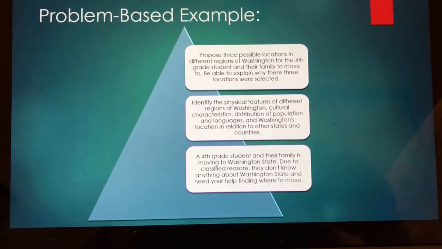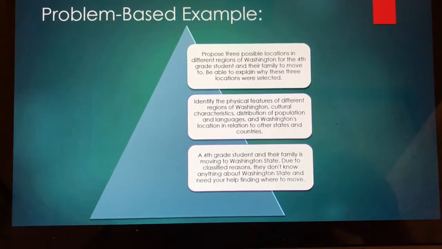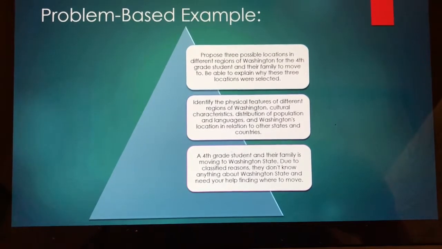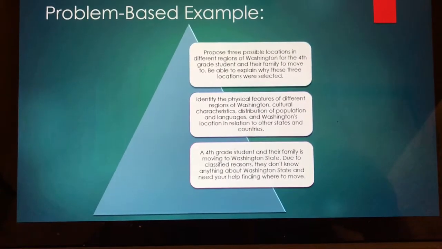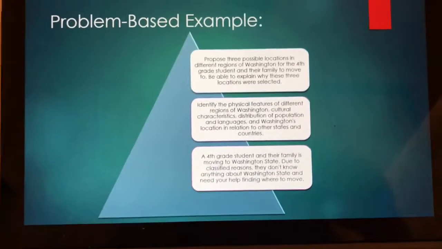And finally, the students will be working together in a collaborative group to propose 3 possible locations in different regions of Washington for the fourth grade student and their family to move to. The students will also be asked to explain why these 3 locations were selected.